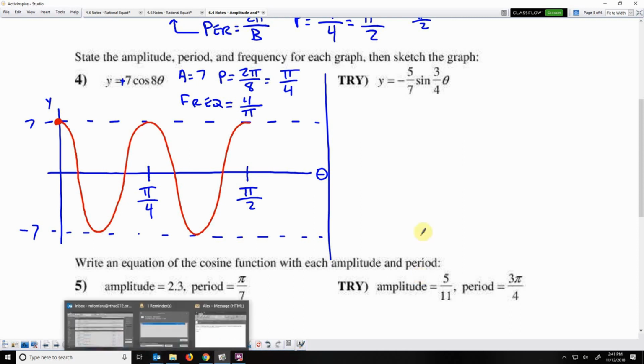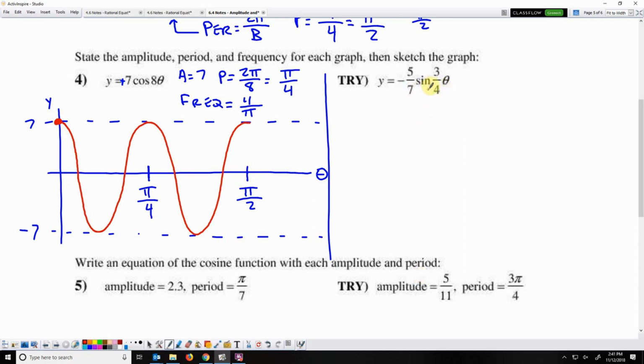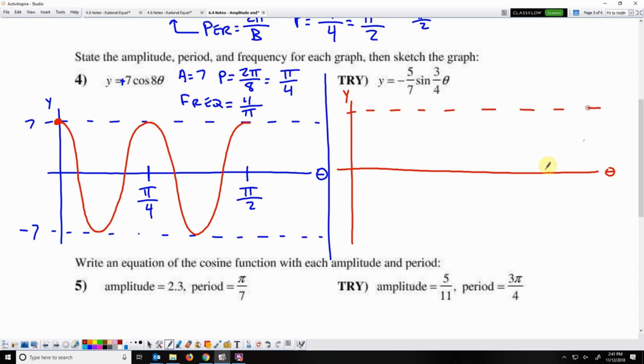All right, so then we'll do another graph, this time a sine wave. Here is our theta axis and our y-axis. It's going to have a maximum and a minimum, and we'll figure out what that is by listing the amplitude. The amplitude is this right here, A. The amplitude is 5 over 7, which means that the maximum is 5/7 and the minimum is negative 5/7.